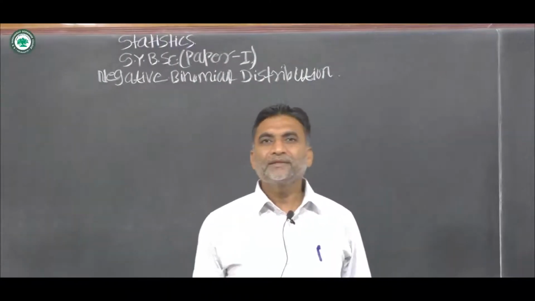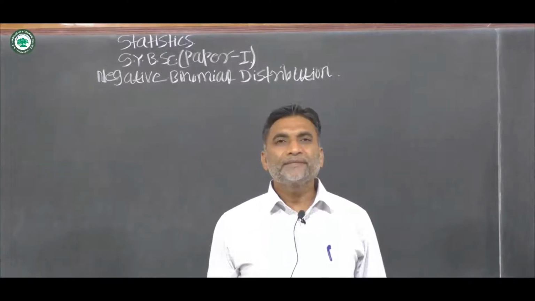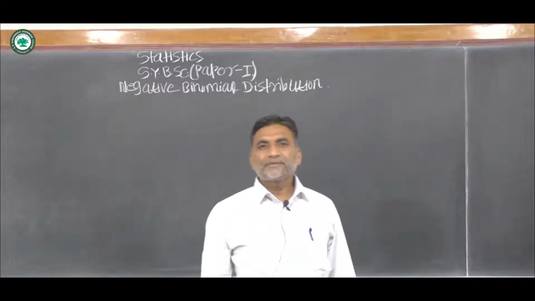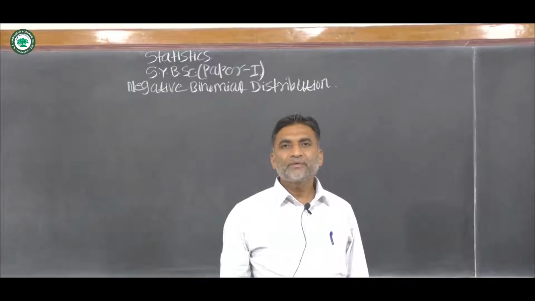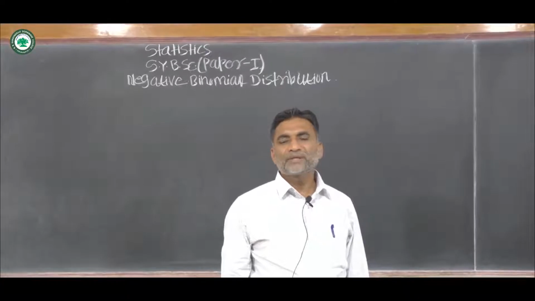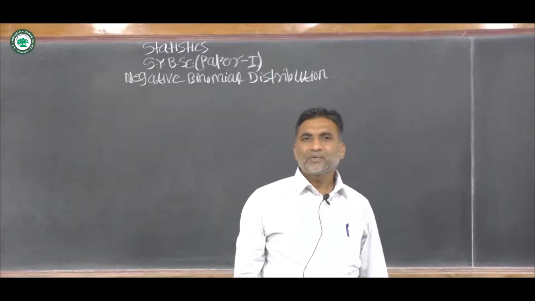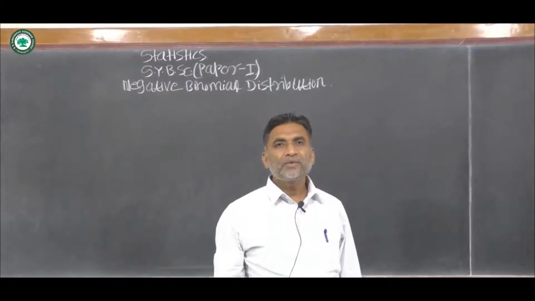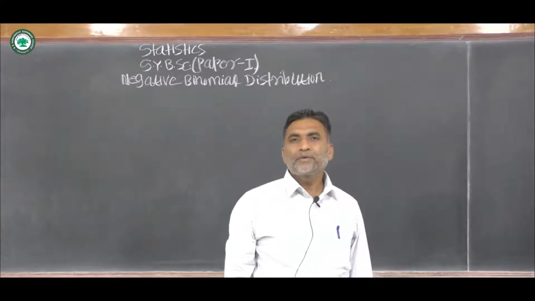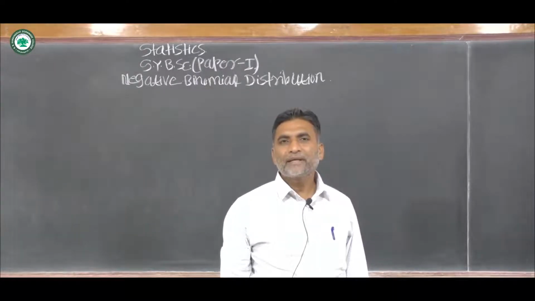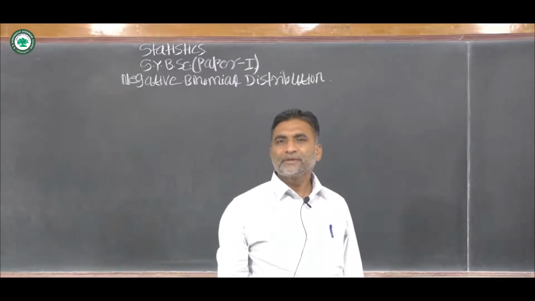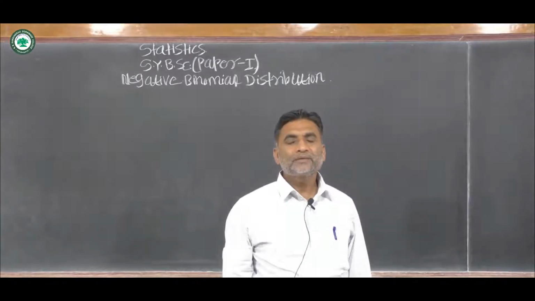Hello student, in this video lecture we are going to study the negative binomial distribution. Sometimes we come across a situation where we repeat the trials until we get k number of successes. For example, suppose we want to select 10 good articles from a lot, and we go on drawing articles one by one and inspect each.